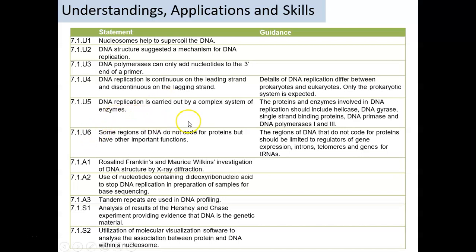DNA replication is carried out by a complex system of enzymes. You have seen the enzyme complexity. That's DNA polymerase, and then the other components together that make it possible for the enzymes and the chemicals such as nucleotides to do this replication properly and efficiently. Some regions of DNA do not code for proteins but have other important functions.